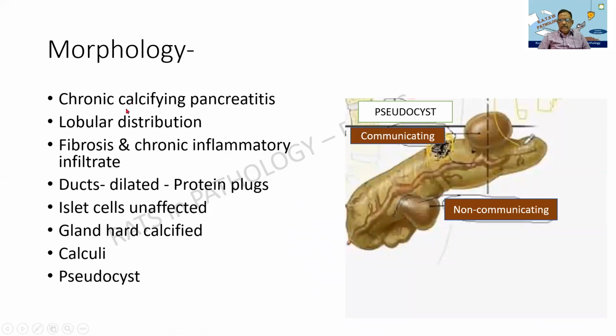So morphology will be a chronic calcifying pancreatitis and it can be lobular in distribution. Fibrosis, chronic inflammation, as I had mentioned. The ducts can be plugged with proteins and the gland becomes hard and calcified. Pseudocyst can be formed. So this is a pseudocyst, a picture of it. Sometimes it can be communicating with the duct, and in some cases it will not be communicating with the ducts. These are the two types. The rest of it you people can read in surgery.